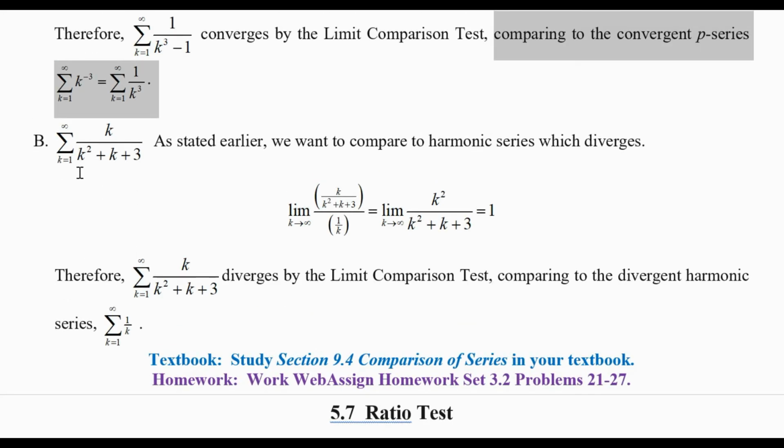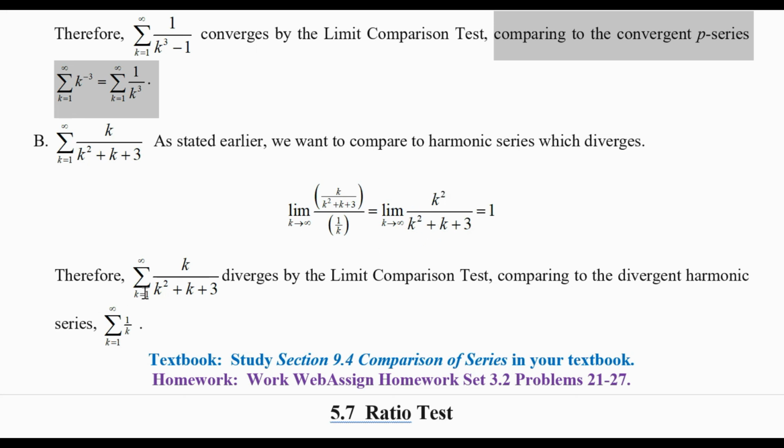Here's another one. The sum k equals 1 to infinity of k over k squared plus k plus 3. As we said earlier, we want to compare to the harmonic series. So we take this term here, k over k squared plus k plus 3. That's the numerator. The denominator is 1 over k. Just invert and multiply. When you divide two fractions, you get k squared here over k squared plus k plus 3. Hopefully you've done enough of these now to know that the leading terms are what matters, and that will have a limit of 1.